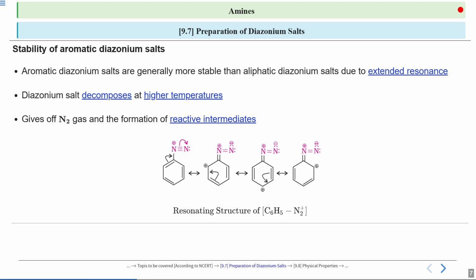Now look at the resonating structures of the aromatic diazonium ion, that is C6H5N2+. You can see the positive charge and the electrons move around the ring and the nitrogen atoms. So this positive charge is moving around the ring and the nitrogen atoms. The movement of electrons, or resonance, gives the aromatic diazonium salts their extra stability.